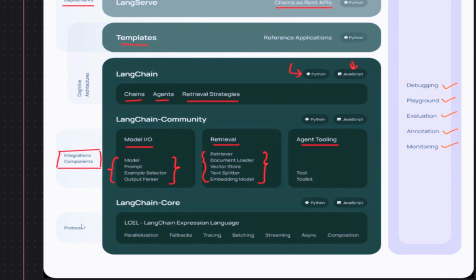And finally, we'll also be focusing on this amazing thing which is called protocol, which comes under LangChain core. Here we are going to discuss LangChain Expression Language, right? There are some important concepts like parallelization, fallbacks, tracing, batching, streaming, async, and composition.